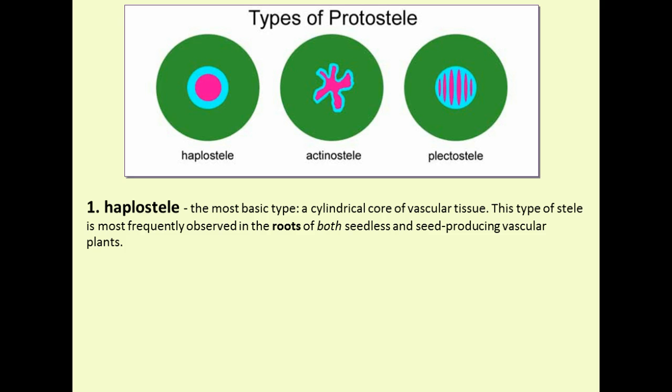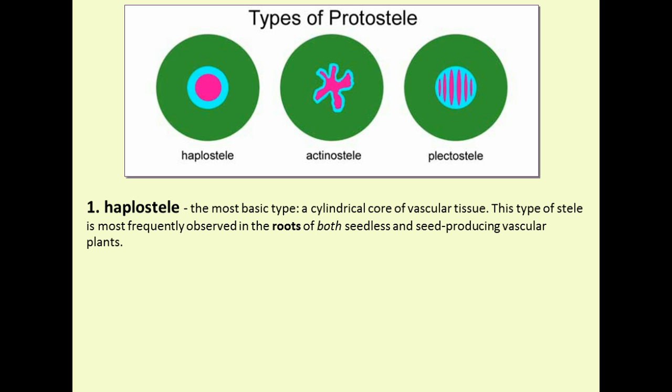So haplostele. So this is very basic. It's a cylindrical core, and it's found in the roots of both seedless and seed-producing vascular plants. Okay, so we see this in the roots of both of these groups. So remember that that haplostele, it may be divided into branches, right? And those might be a tetrarch or a triarch if the little arms go off.